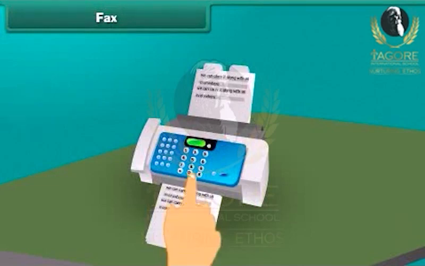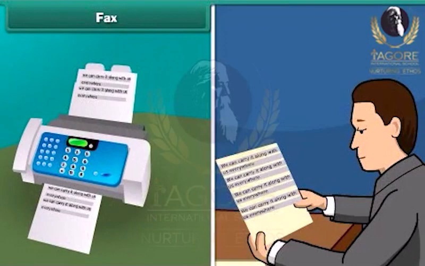Fax is a written or typed message sent immediately to a person at a distance from us through fax machine. Fax machine operates using telephone line.